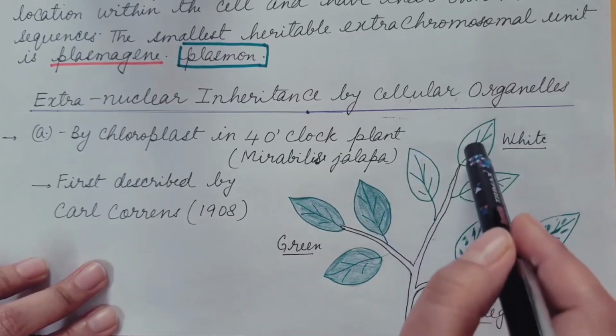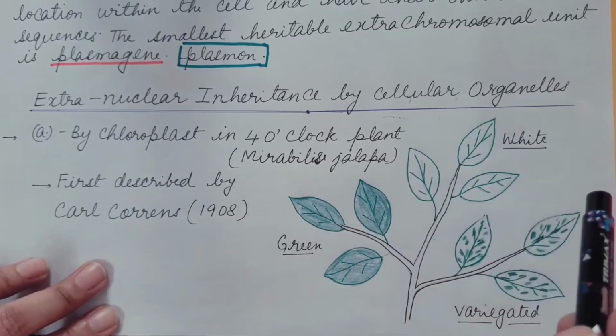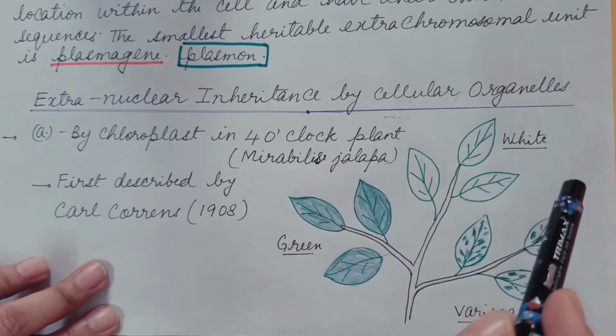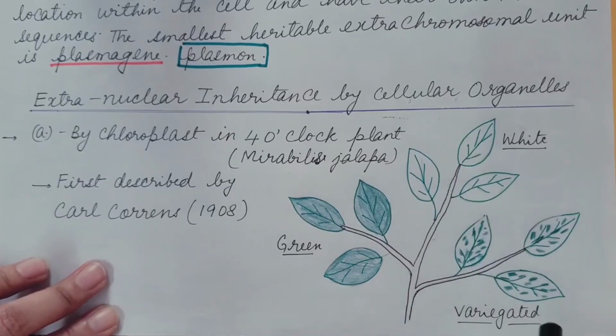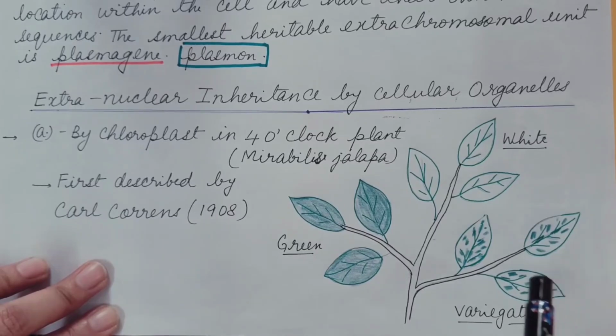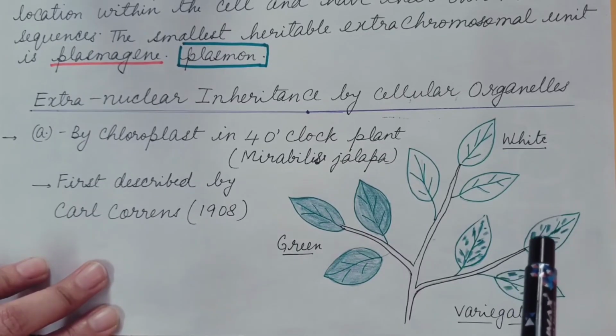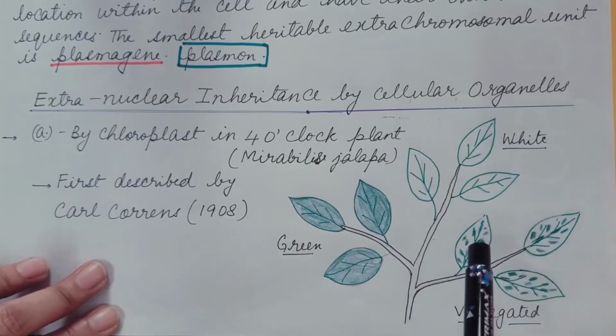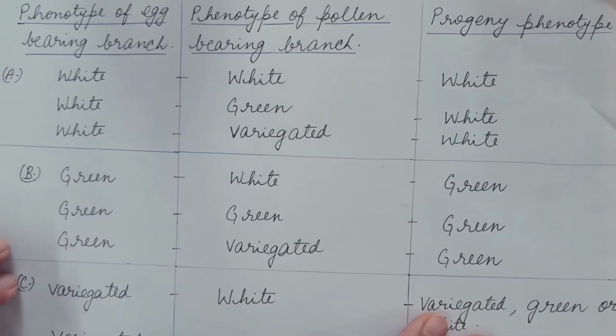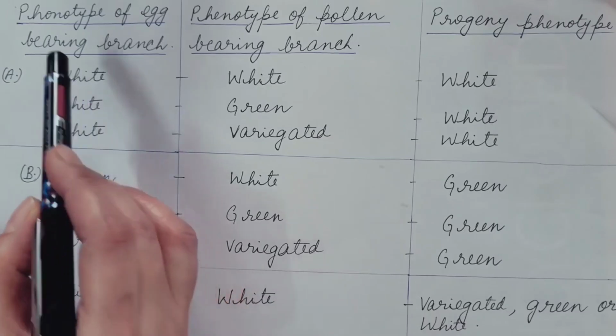Similarly, the seeds obtained from the white branch give only white progeny, irrespective of the type of branch from which the pollen grains are coming. In the same way, seeds obtained from the variegated branches give all 3 types of progeny: green, white and variegated, irrespective of the branches from which the pollen grains are coming and pollinating the female gamete or egg. Let us see this in detail.